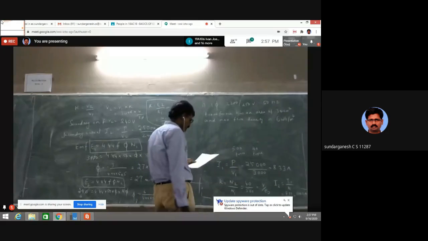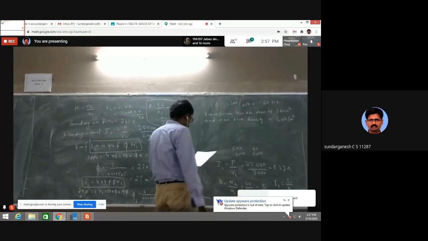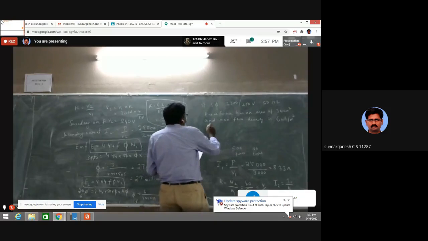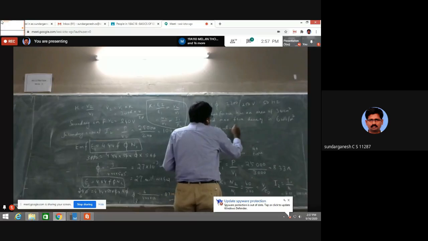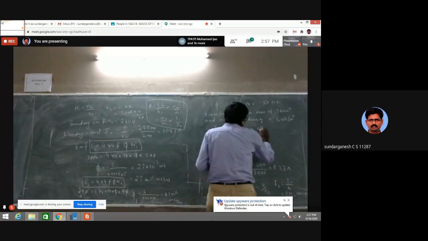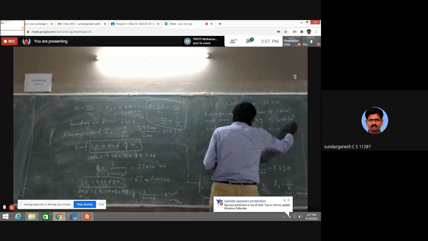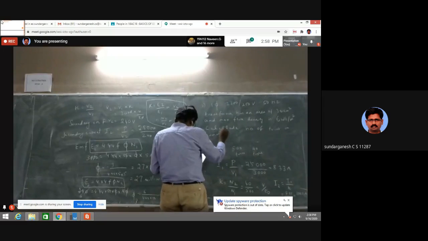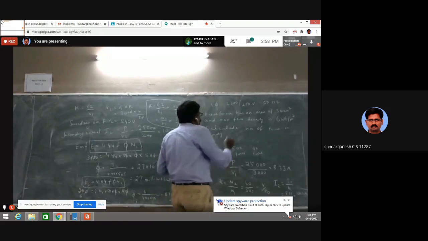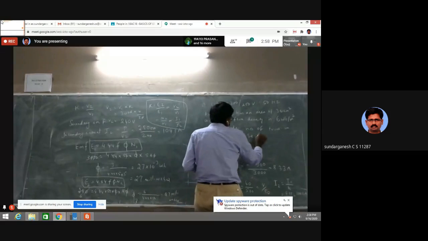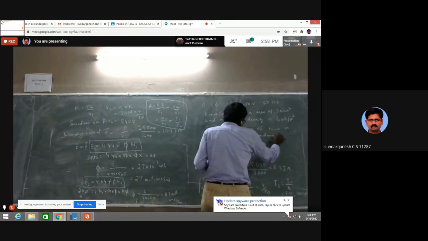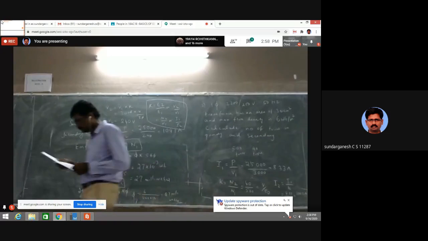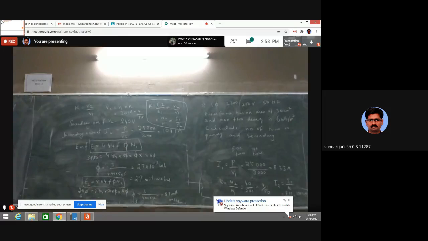So that is 36 centimeter square, 6 Weber per meter square. Next, you have to calculate the number of turns in primary and secondary. So this is the problem. So you have to find N1 and N2.